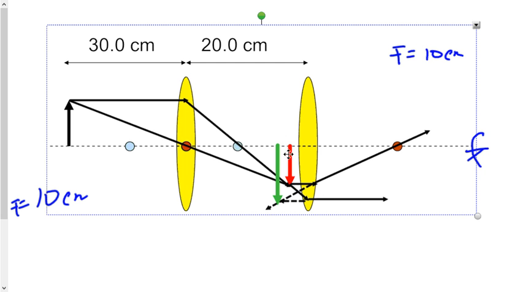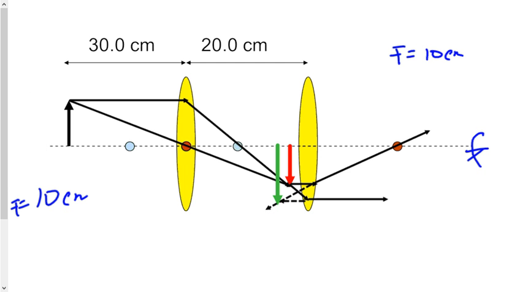Notice that this one is still upside down as compared to the first one. So we don't see a flipping going on because the eye has to look through the lens, and the second one is a virtual image. The first one's a real image. The second one is a virtual. So no inversion occurs in the second one. Let's take a look and see how we can calculate this.